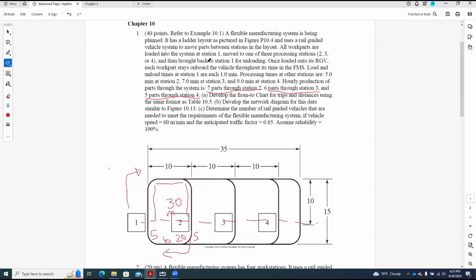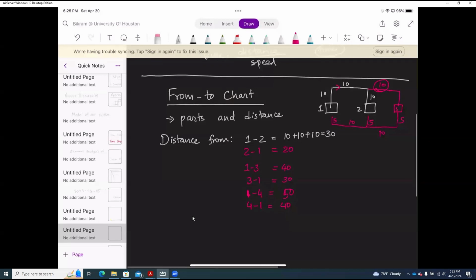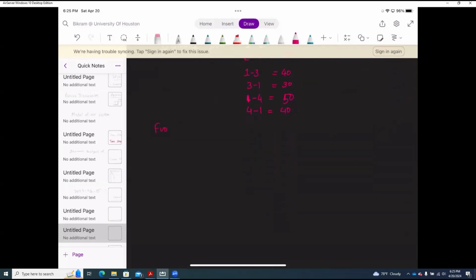So processing time, let's find out. Processing time at all the stations are 5, 7, 9. Hourly production rate of the parts through the system is 7 parts through station 2, 6 parts through station 3, and 5 parts through station 4. So in our from-to chart, we have from station 1, we will not send any parts to station 2.